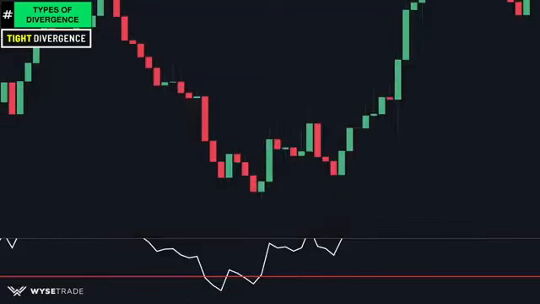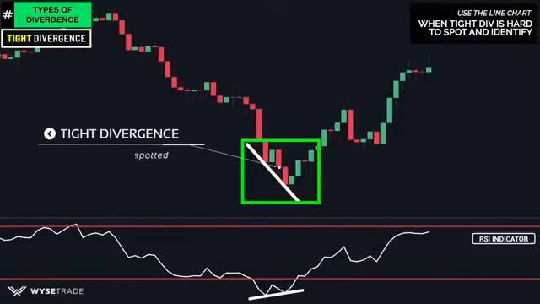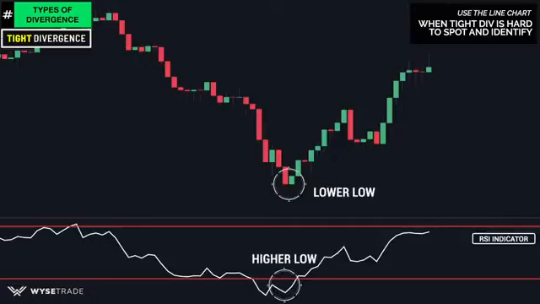So here's an example. This here is tight divergence. At first glance, it might not look like it, but this is what price is doing. Run, small pullback, run. Meaning this here is your lower low, while the RSI indicator made a higher low, which is clear tight divergence. Again, this might have been harder to spot for some traders.